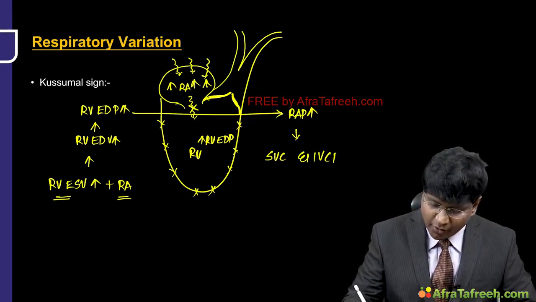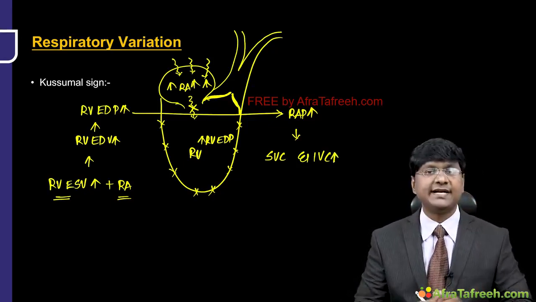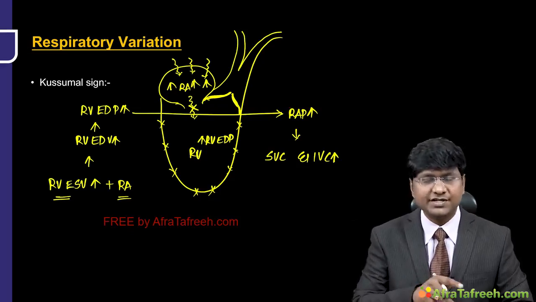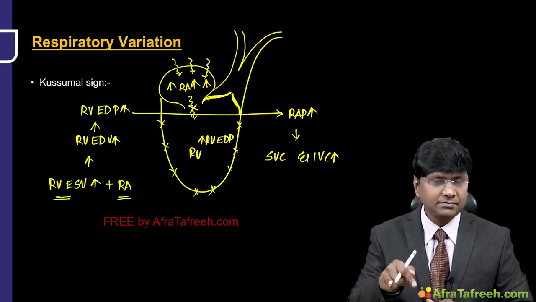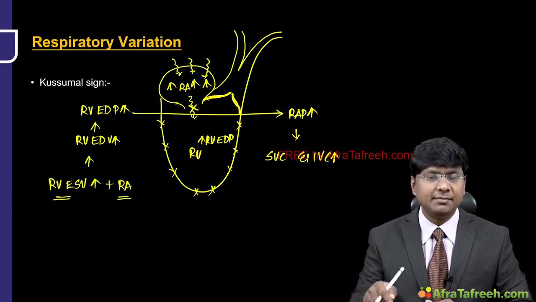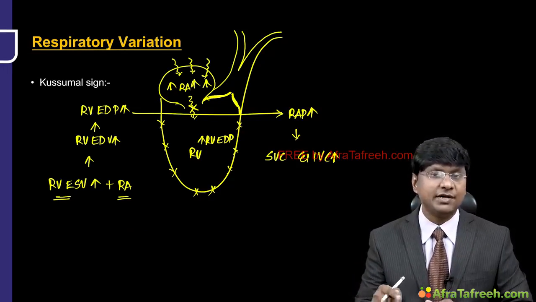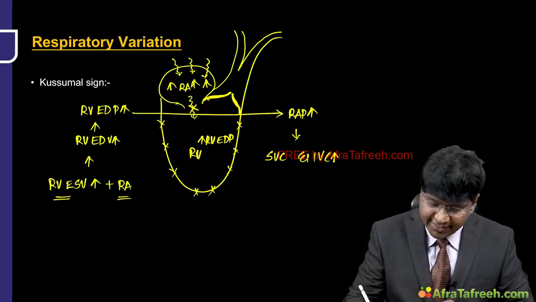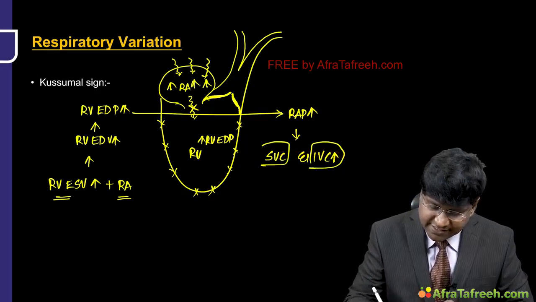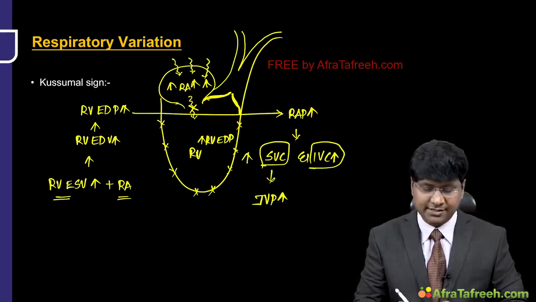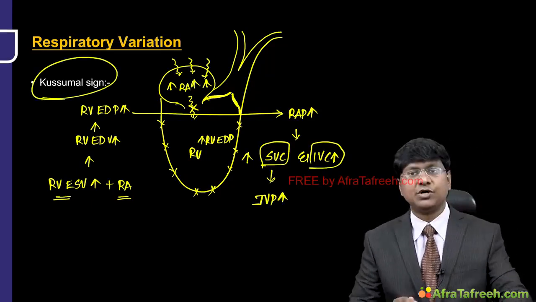So thereby what will happen to the pressures within the SVC and IVC during inspiration? They increase, because venous return has to go into the right atrium and jugular venous pressure has to fall in a normal individual. But here what is happening? The right atrium is not in a position to receive the blood from the superior vena cava and inferior vena cava. So thereby your SVC pressure and IVC pressure will be elevated. So JVP will be elevated during inspiration, and that we call the Kussmaul sign.